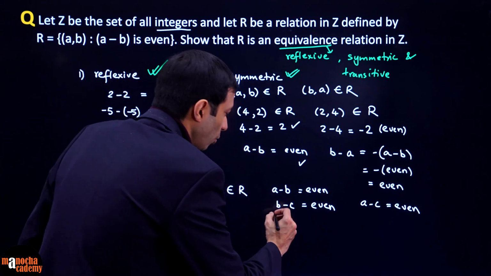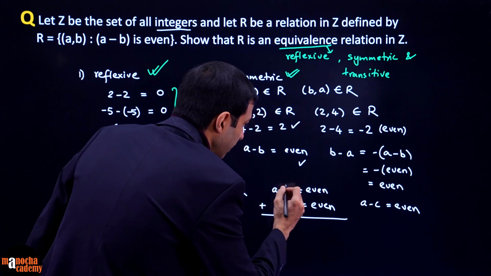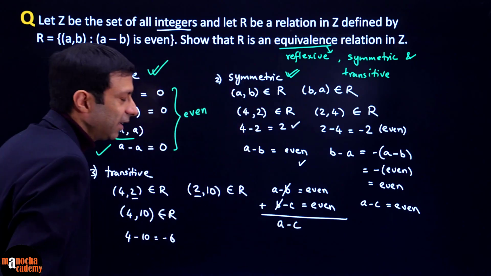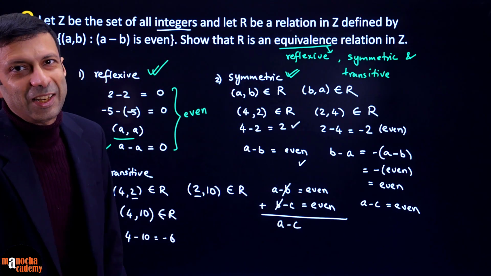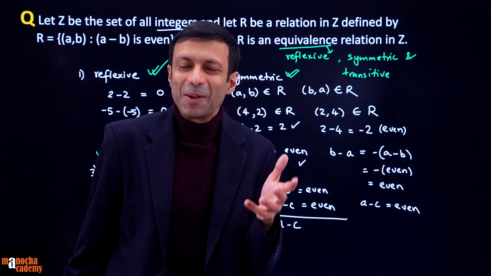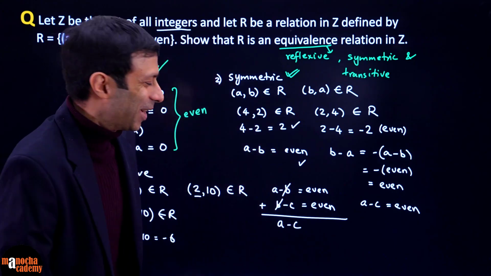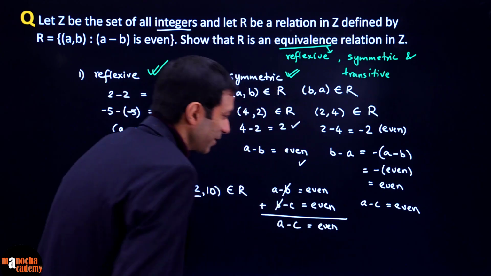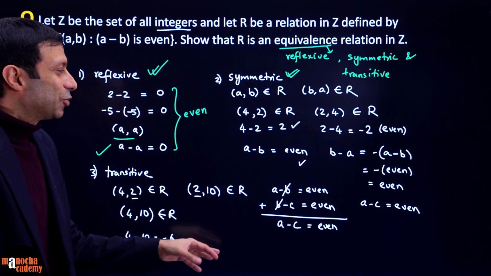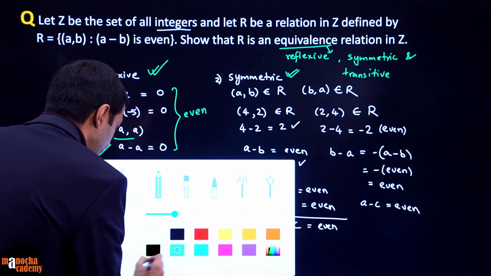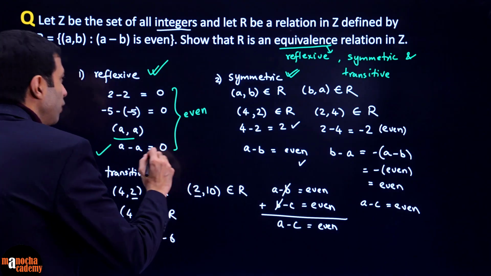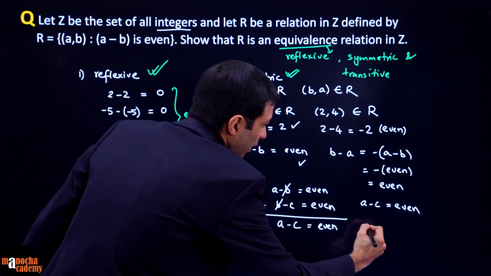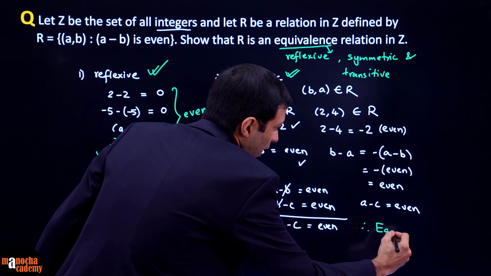When you add these two up, what do I get? Minus B and B will get cancelled. So on the left hand side, I'll get A minus C. And what is an even number plus an even number? Tell me. When you add up two even numbers, you always get an even number. So there you can see A minus C is even. We have proved it. Clear? So this is how we have also showed that the relation is transitive. So we have proved relation is reflexive, symmetric, transitive. We are done. That means therefore relation is equivalence relation.